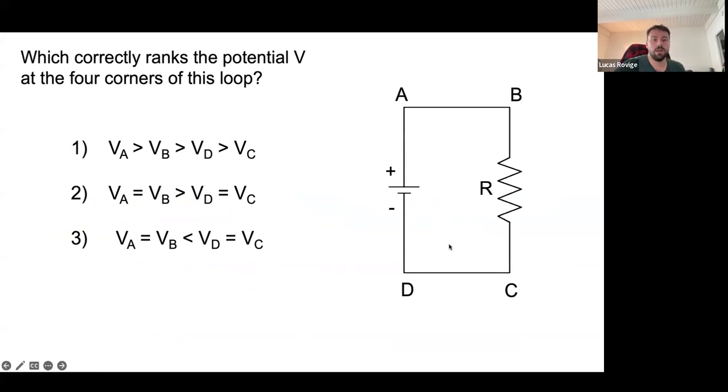So we have this system here, just a near ideal EMF source and a resistor R. So what is the potential V across the four corners of the loop?